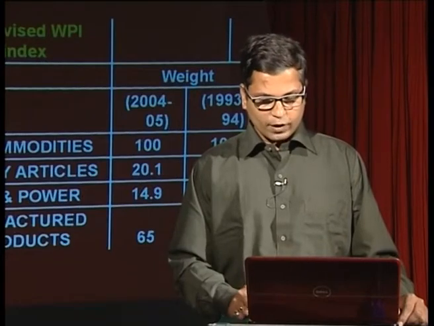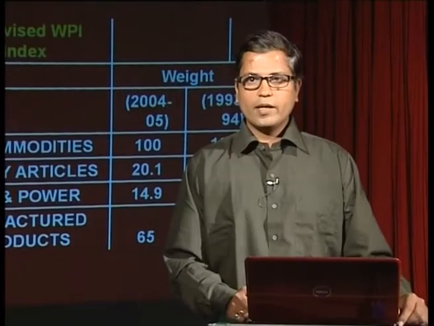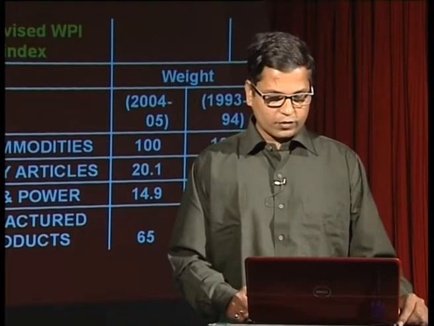If you look at the wholesale price index and the latest revision which happened in the wholesale price index, the weights are as follows. Initially, the 1993-94 base was there, and the overall value was 100. In 2004-2005, again a base of 100 has been set, and the weightage are as follows.